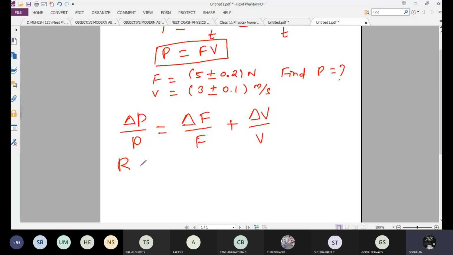Range formula, true value plus or minus mean absolute error. So true value we can denote like normal letters, F, plus or minus mean absolute error. So mean absolute error we can write in the form of del F. Del means it is the mean absolute error. So it is the relative error formula, del F divided by F.